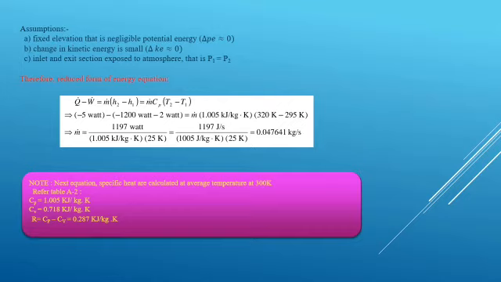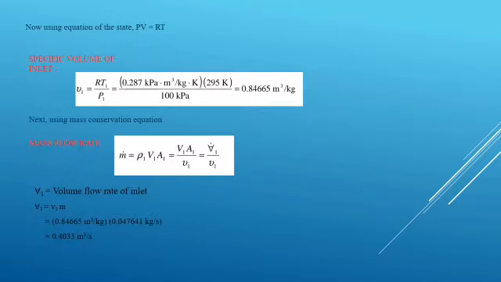Okay, next, specific heat is calculated at average temperature of 300 Kelvin. We also refer to table A2. Now we use this equation, PV equal to RT. With this equation we will obtain the specific volume of inlet. So v1 equal to RT1 over P1. That's the equation that we will use.